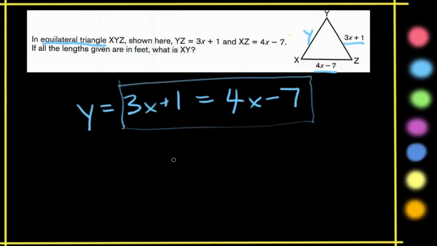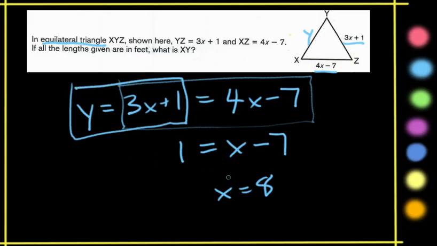So to do that, let's subtract 3x from both sides. That'll give us 1 is equal to x minus 7. So that means x is going to be 8. And now we can plug that into either one of these two. Let's just try this one since it's right there, in order to get y.